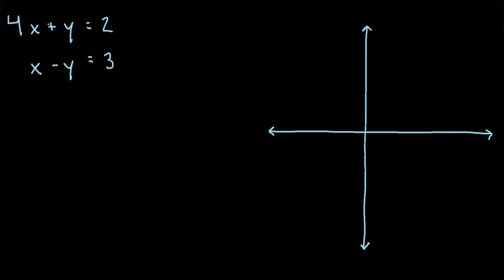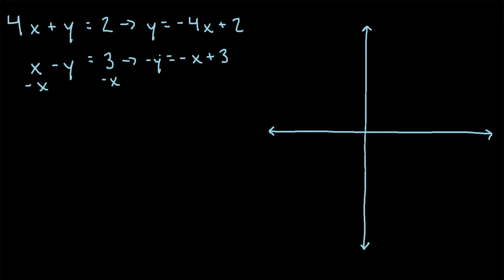So to convert this first equation to y equals mx plus b, we just need to subtract a 4x from each side. So that will give us y is equal to negative 4x plus 2. So notice it's now in a format of y equals mx plus b, which makes it easy to graph. So let's do the same thing with the second equation. If we subtract an x from both sides, we'll get negative y is equal to negative x plus 3.